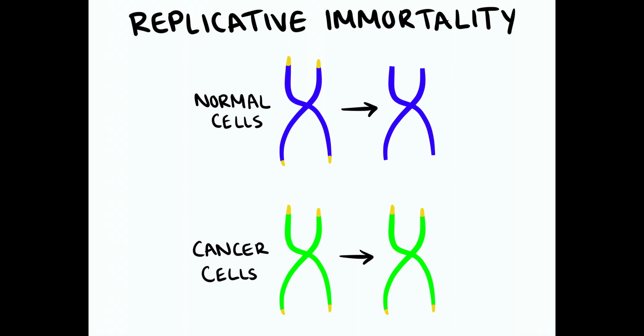So normal cells have telomeres on the end of their chromosomes that protect the coding part of their chromosomes, since a chromosome gets shortened every time the DNA is replicated. But cancer cells have the enzyme telomerase, which lengthens telomeres and lets cells continuously divide and pass on their damaged DNA to daughter cells.